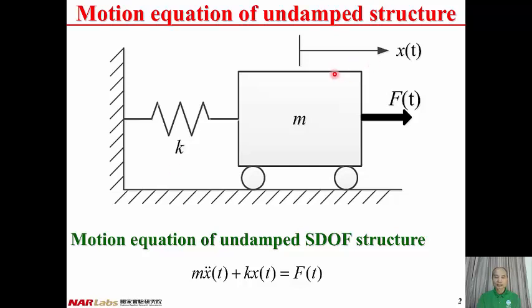The motion equation of this undamped single degree of freedom structure can be described as m x double dot plus k x equal to f(t). M x double dot is the inertial force of the structure, k x(t) is the restoring force of the structure, f(t) is the external force. This is a second order ordinary differential equation, non-homogeneous because the forcing function is non-zero, with constant coefficients because m and k are constant. They do not vary with time.